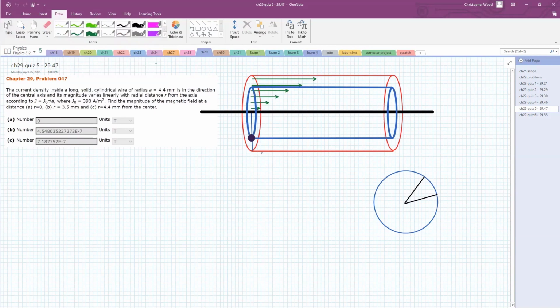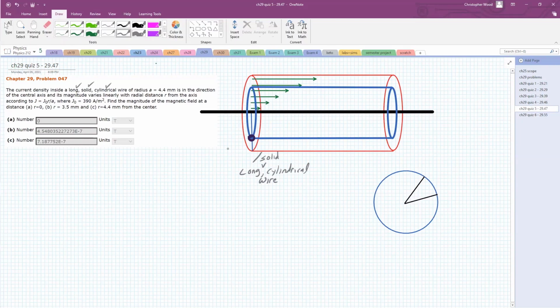This is a long cylindrical wire. So it looks like a cylinder, long cylindrical wire. That's what we are looking at. It says the current density inside of a long solid cylindrical wire. So a long solid cylindrical wire has a certain current density.